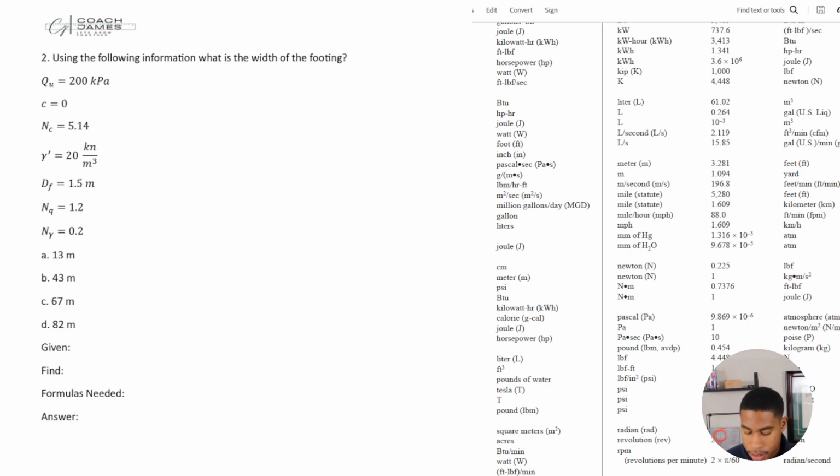All right, so number 2 says, using the following information, what is the width of the footing? So they give you Q ultimate, which is 200 kilopascals. They give you C, which is equal to 0. They give you NC, Y prime, DF, NQ, NY. And so we have to find the width of the footing. So let's look up width of footing.